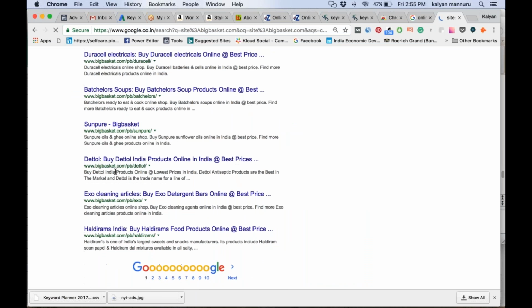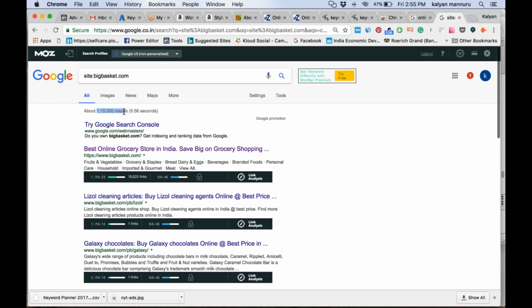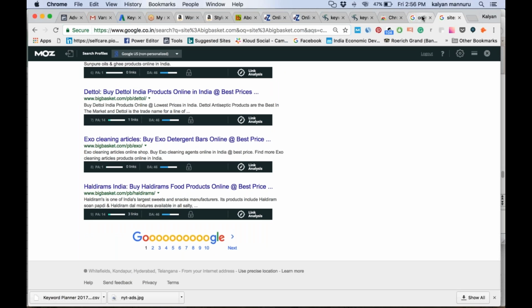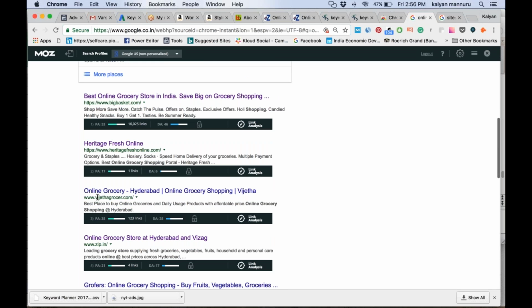site:bigbasket.com will show us the number of listed pages that are present for this particular website. So there are 1,15,000 results for Big Basket. 1,15,000 pages, right? That is why their score is better compared to their competitors. So vijetagrocer.com is also one more competitor. Let us see why their score is only 25 and not 46.